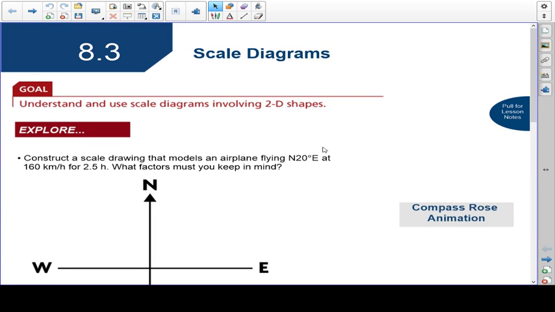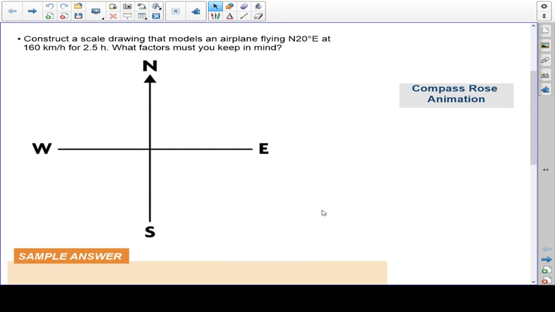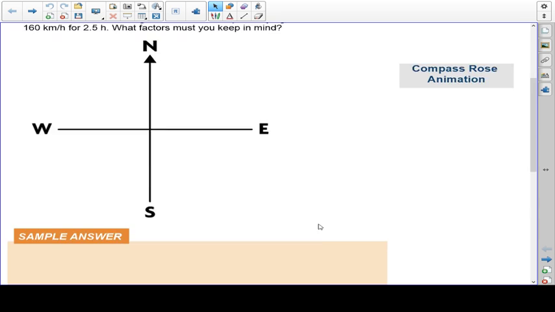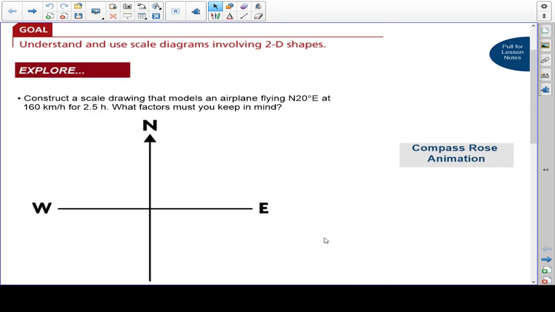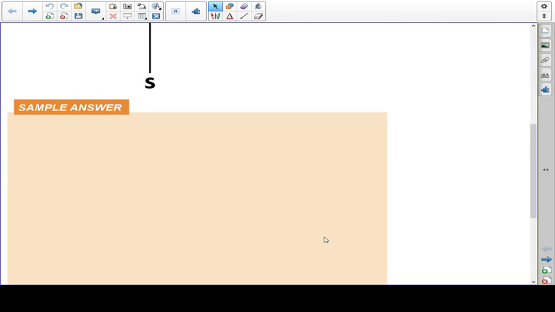Today's lesson is on scale diagrams. We are going to take a look at this first little thing here that asks us to construct a scale drawing that models an airplane flying north 20 degrees east at 160 kilometers an hour for 2.5 hours. What factors must we keep in mind?